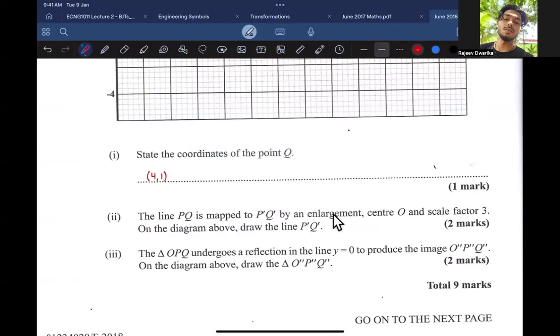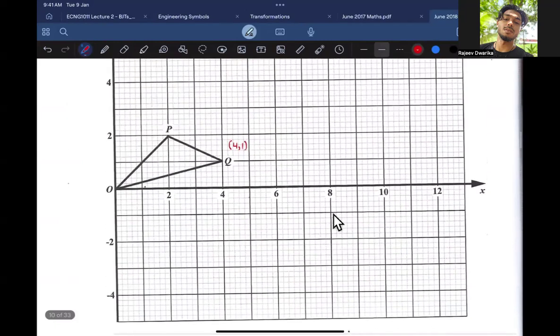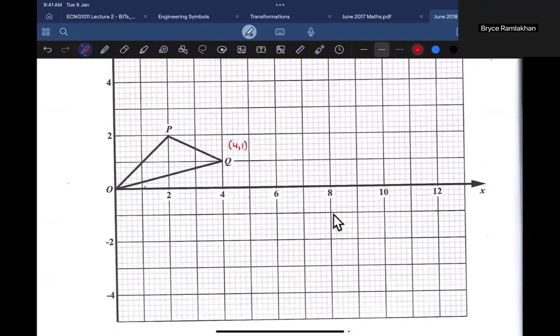and scale factor 3. So the center of enlargement is the origin. Right. You see what they say in center? O is the origin. Do you know where the origin is? Yes. Where's the origin? Okay. It's right here. Yep, that is the origin.